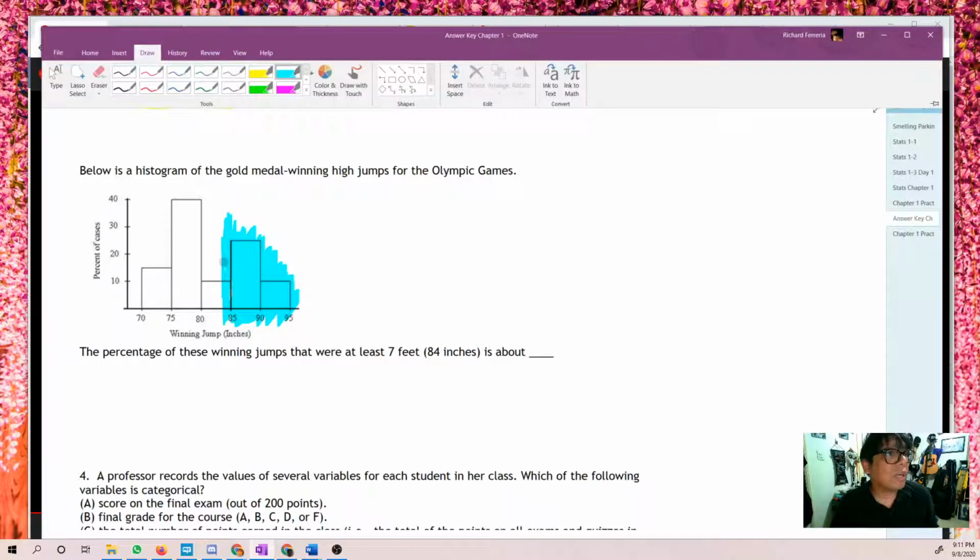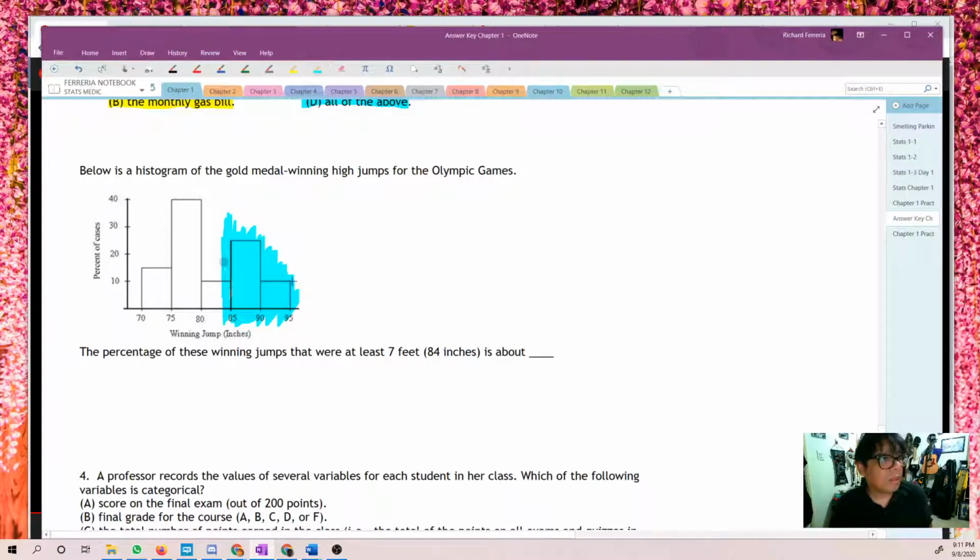Yeah, let's draw a line. This bar right here, that would be right around 10%, it looks like. So that's about 10% right there.